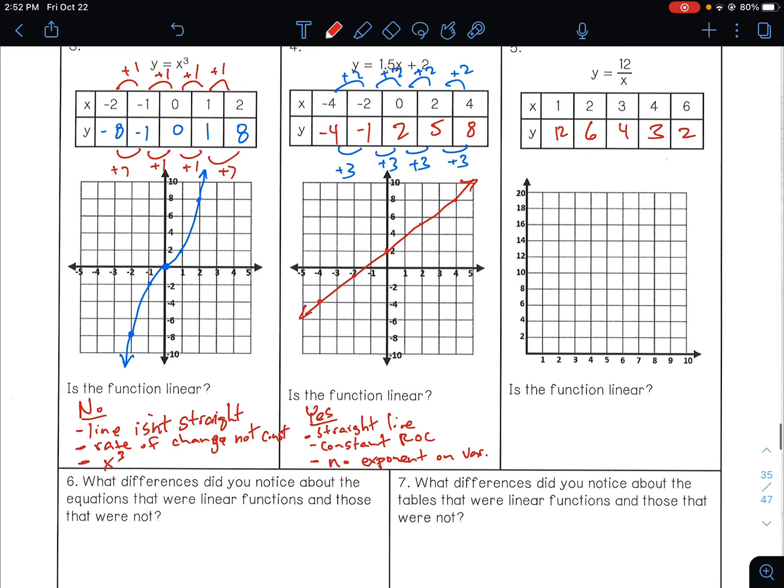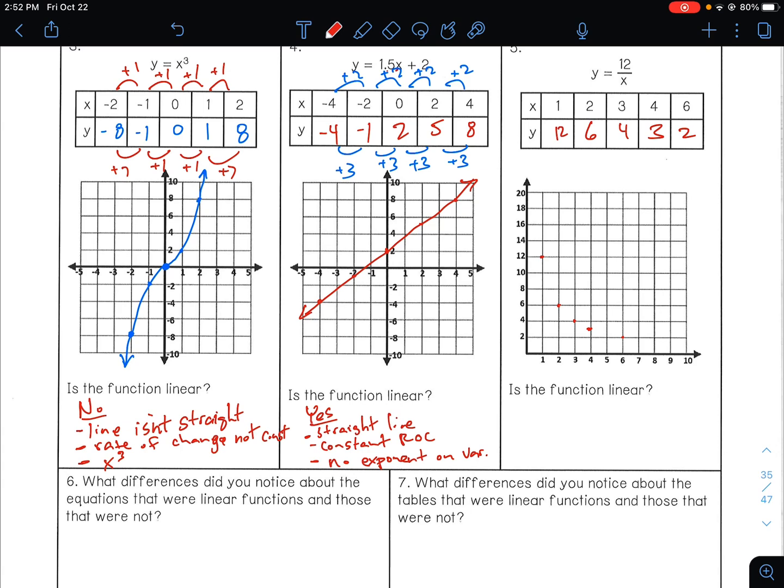Let's graph that, see what that looks like. When x is 1, y is 12. When x is 2, y is 6. When x is 3, y is 4. When x is 4, y is 3. And when x is 6, y is 2.